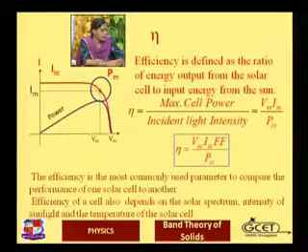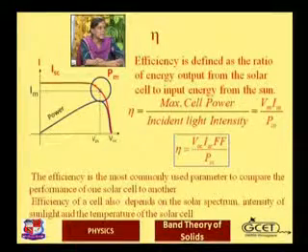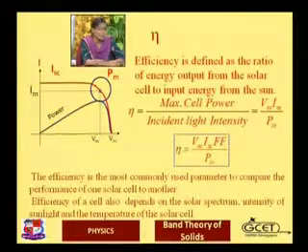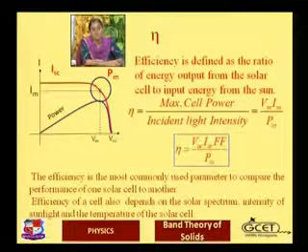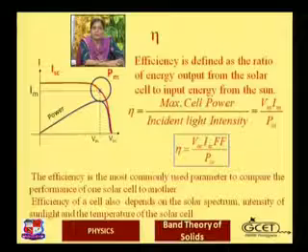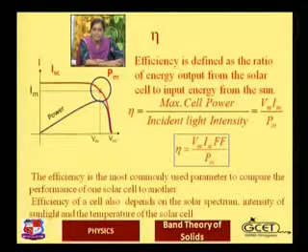And the most important point is that the efficiency of a cell also depends upon the solar spectrum, the intensity of sunlight, and the temperature of the solar cell, and that's why the efficiency decreases at morning time and evening time.